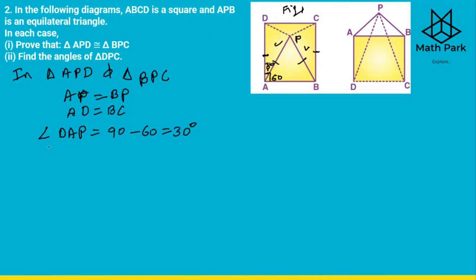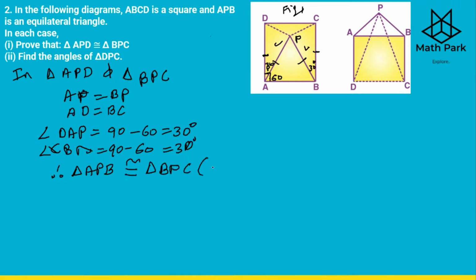And in the same way, you have angle CBP. Angle CBP is also equal to 90 minus 60, that is 30 degrees. So these two angles you got equal. Therefore, you get triangle APD is congruent to triangle BPC by SAS. This side, this angle, and then this side.